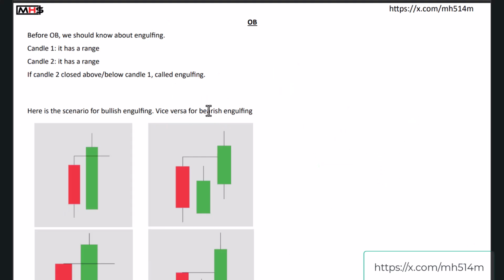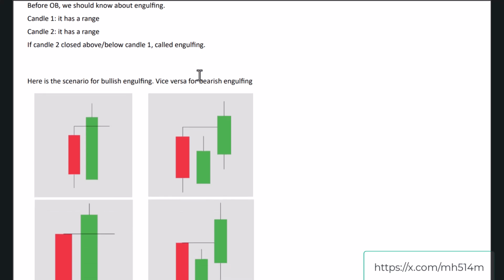Now we will talk about order block. Before order block, we should know about engulfing. What is engulfing? We have 2 candles. Candle 1 has a range, and candle 2 also has a range. If candle 2 closes above or below candle 1, it is called engulfing. Suppose here this is candle 1 and this is candle 2. This candle 2 closed above candle 1. That means it becomes engulfing.